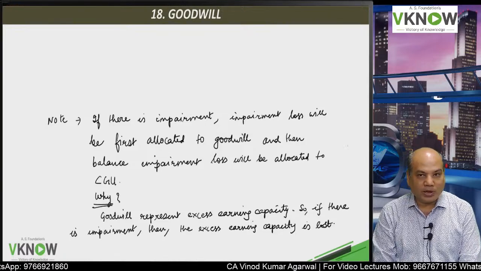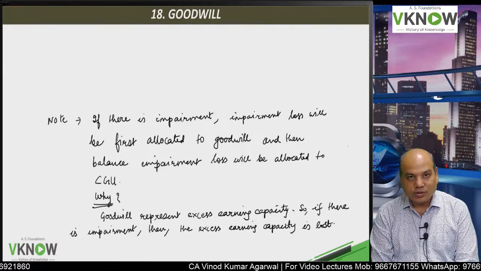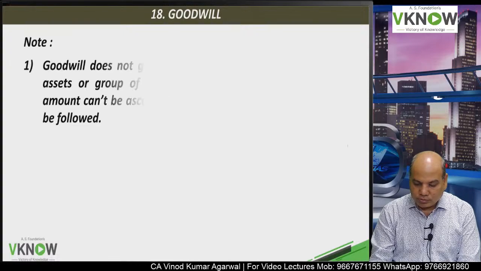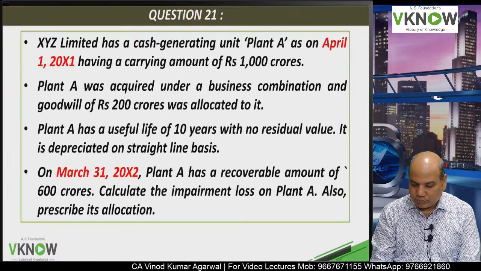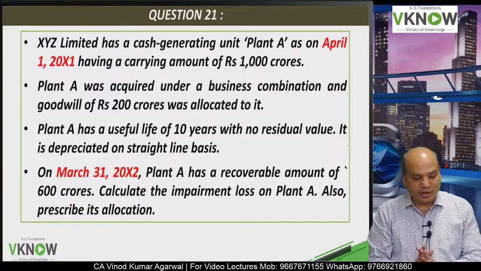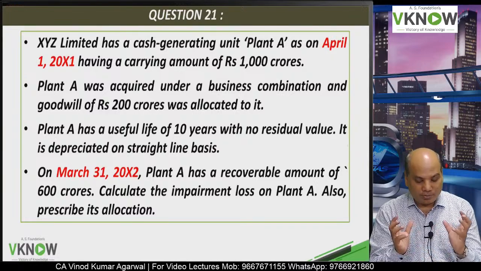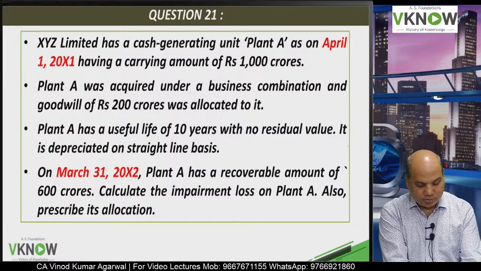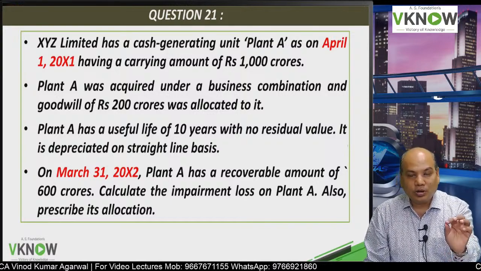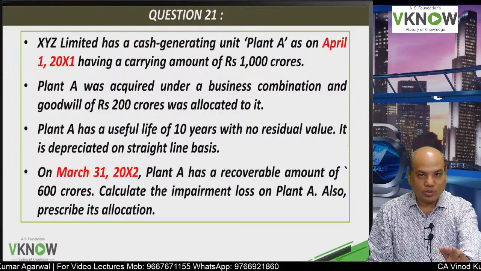Hence goodwill is impaired first. Is it right? So I have written all this in your book. Now we'll take question number 21. With the help of questions 21, 22, 23, because I need numbers, I will be able to explain how to compute impairment loss for goodwill and how to allocate it.